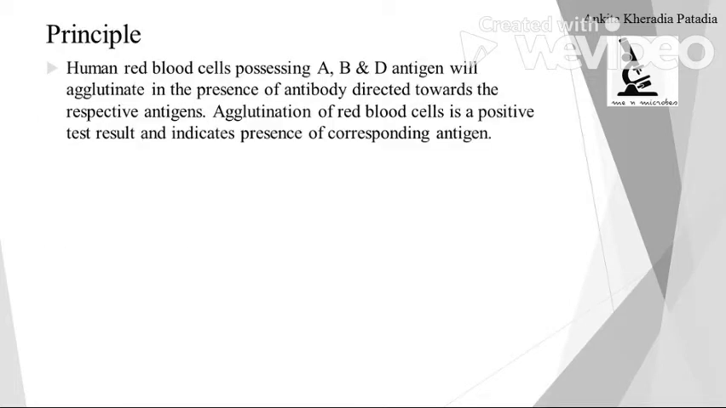What is the principle of this technique? Human red blood cells possessing A, B and D antigen will agglutinate in presence of antibody directed towards the respective antigen. Agglutination of red blood cells is a positive test result and indicates presence of the corresponding antigen.